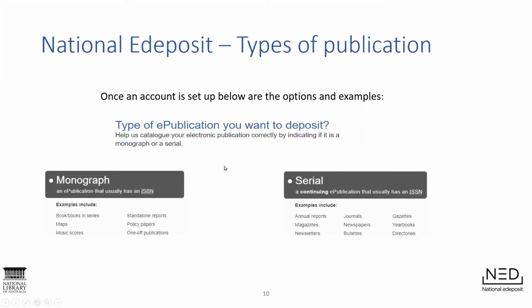So this will come again later, but different types of publications. You'll see this screen as you go in to look at depositing. Importantly, the serial here includes annual reports. It's annual report season. We'll probably talk about annual reports a bit further along the way. And over here are the monographs, books in series, maps, standalone reports.